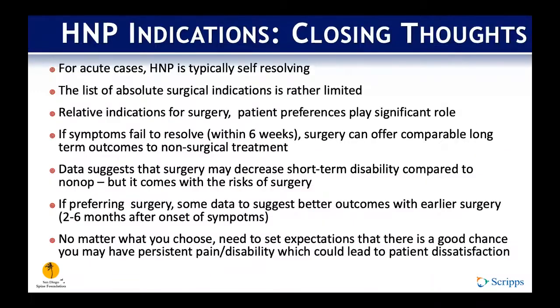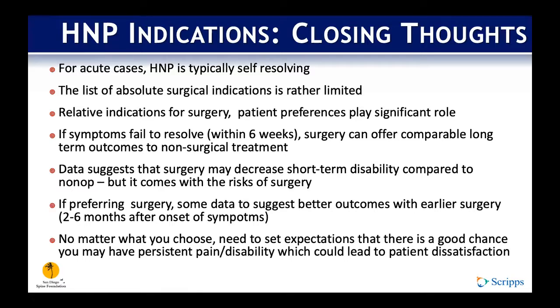So to wrap it up, for the indications for this diagnosis, for acute cases, at least when you're seeing these patients initially, the herniation is typically self-resolving and surgery is not necessarily indicated, and the list of absolute surgical indications is rather limited. Relative indications means that patient preferences play a significant role in determining whether or not surgery is going to be undertaken. Six weeks seems to be the magic number, and for both cervical as well as lumbar, surgery can offer comparable long-term outcomes to non-surgical treatment.